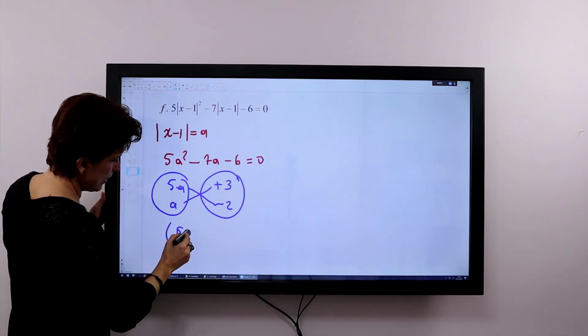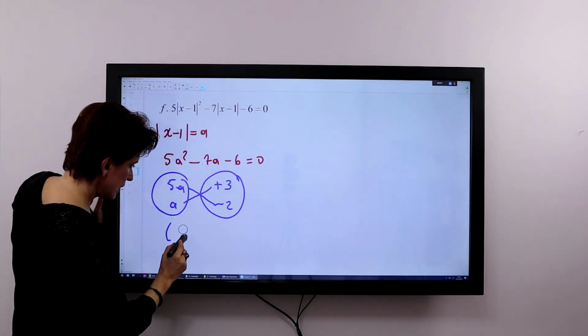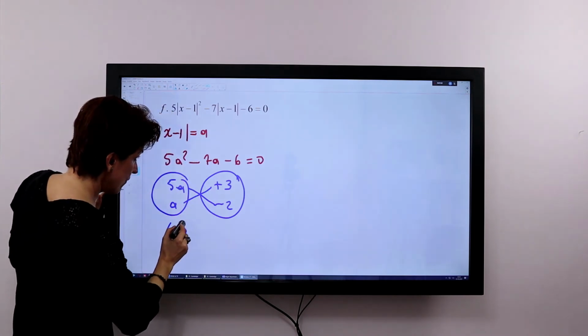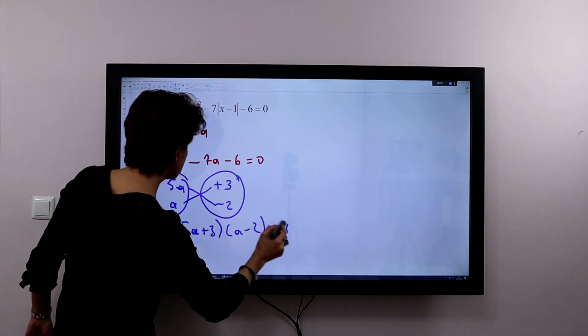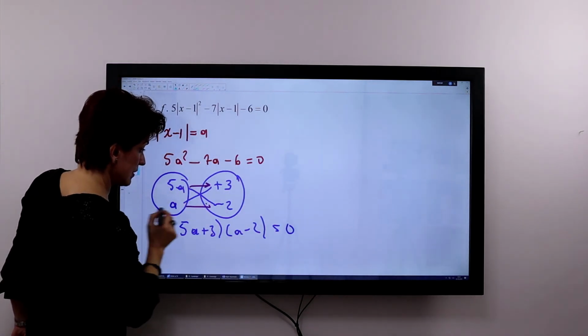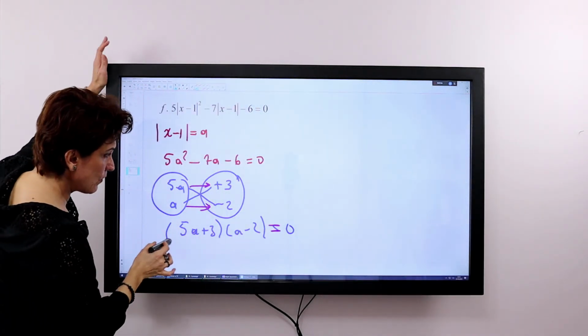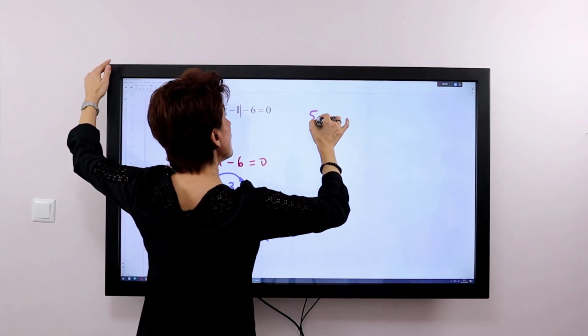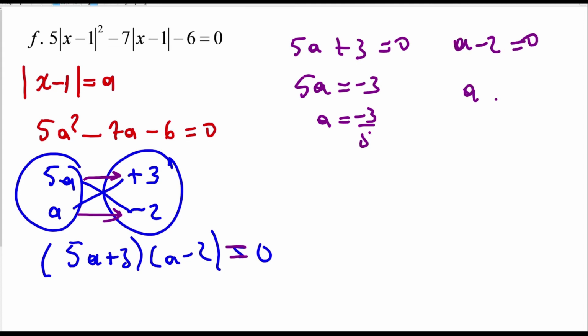So 5a... oh my god, my phone. That's not how it looks. Okay, (5a + 3)(a - 2). We need to be careful here, students, we need to write in this form. Did you remember? We did several times last year. I hope my students did. Okay, anyway, here 5a + 3 is 0, 5a - 3... a is -3/5. One more, here a - 2 is 0, a is 2.